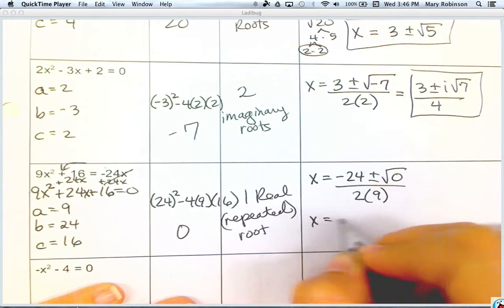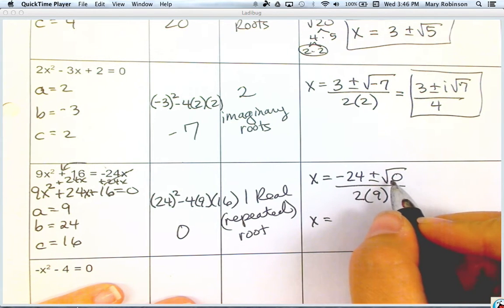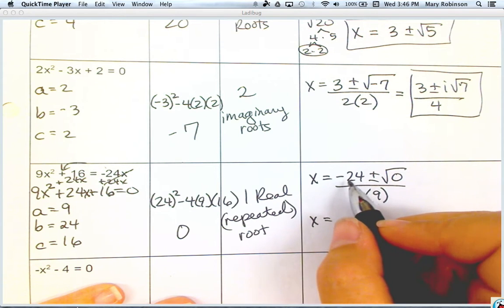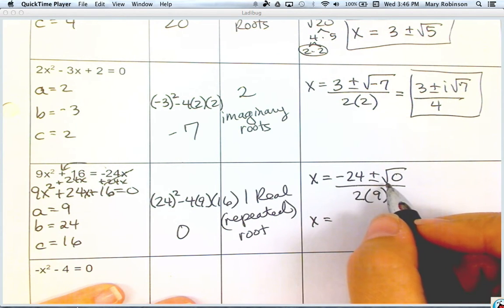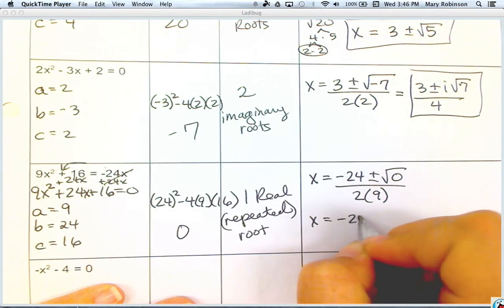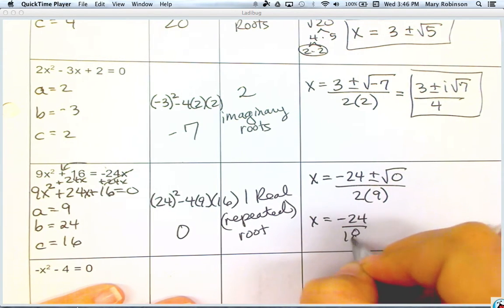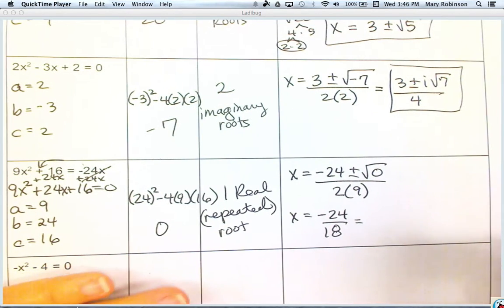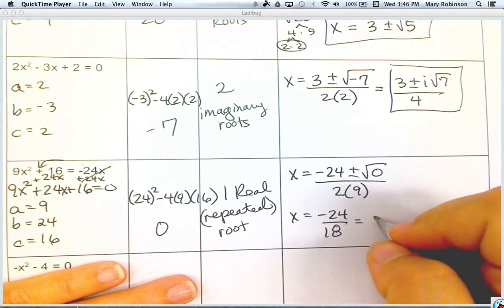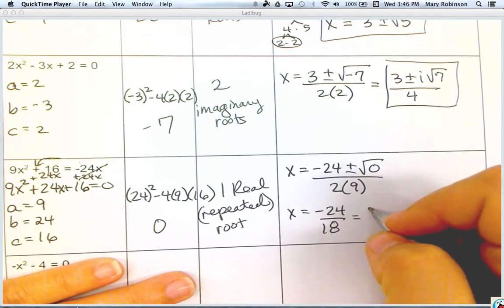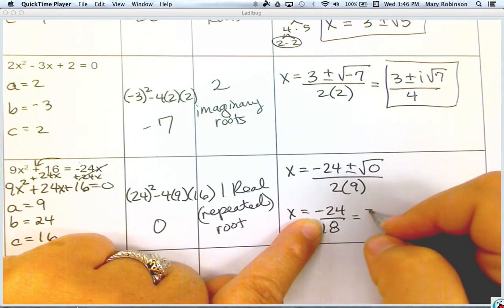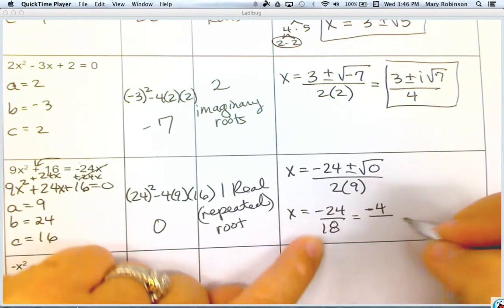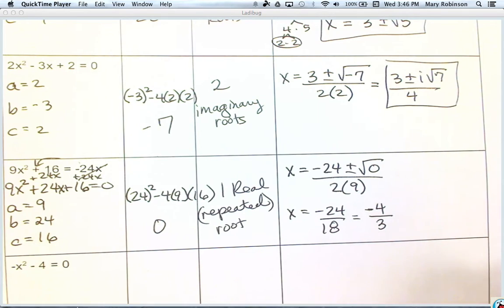Well, if I continue to simplify that, the square root of 0 is 0, negative 24 plus 0 is negative 24, and negative 24 minus 0 is still negative 24. So it's really just negative 24 over 18. You do reduce that. Here you can just type it in and hit math enter, enter, or you can use a common factor of 6. If you use a common factor of 6, 6 goes into negative 24 negative 4 times, and 6 goes into 18 3 times.